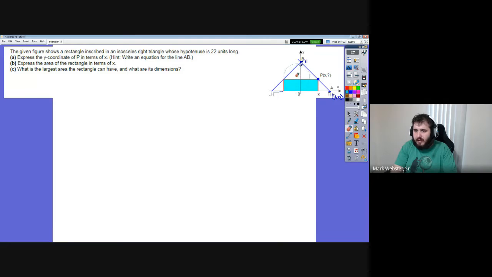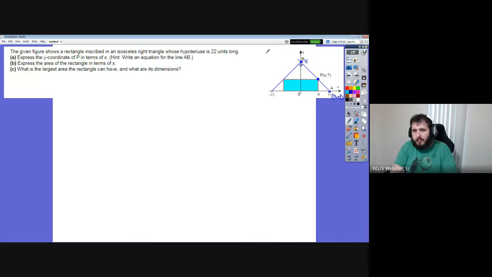It's always going to be exactly the same. So look, what we have here is a line that goes from 11 on the y-axis down to 11 on the x-axis. You can really quickly find that the slope here is -1.